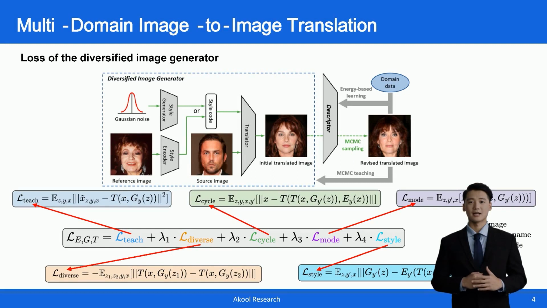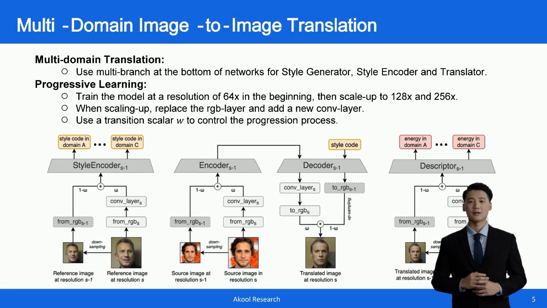We then present the loss of the diversified image generator, which includes the style encoder, style generator and the translator. The loss includes an MCMC teaching loss, which is required for the cooperative learning, a diversity loss, a cycle consistency loss, a style code reconstruction loss, and an energy-based regularization on the translator, which aims at shifting the translator mapping toward the low-energy modes of the energy function. Our framework uses multi-head for each component, so that they can represent multi-domain knowledge.